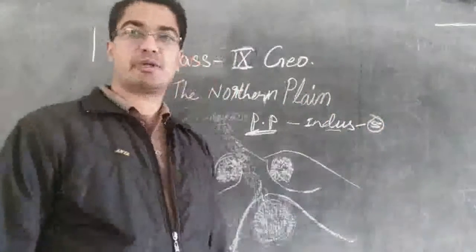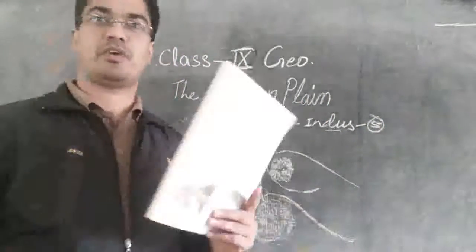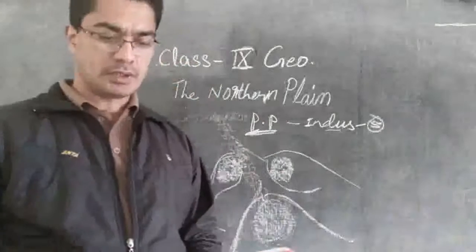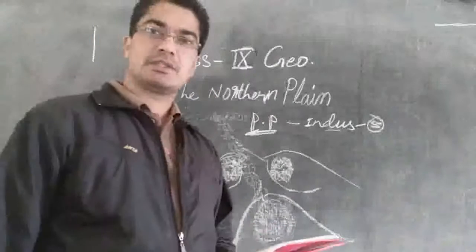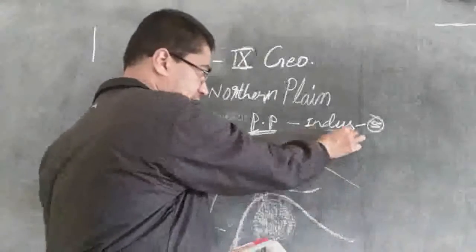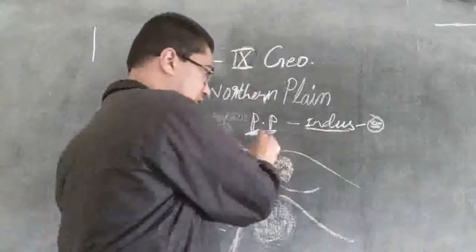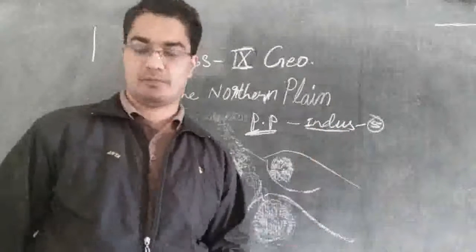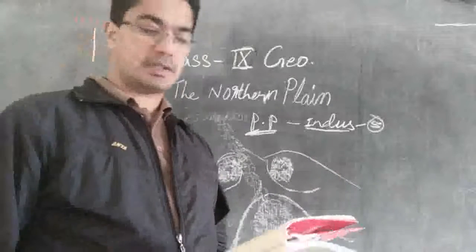That is why the name comes Panch Ab, 5 waters. Then we come to the second river. So this is about the Indus plain, that is also known as the Punjab plain. Now the second river is Ganga.